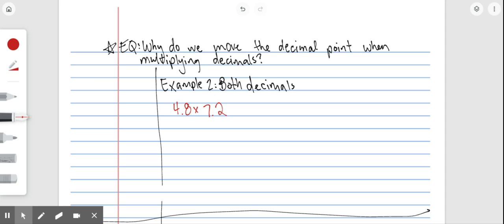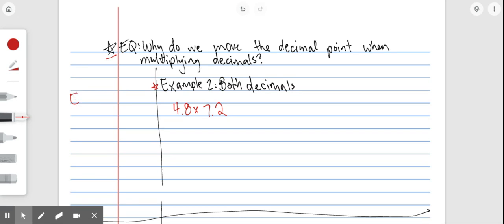All right, beautiful people. Our essential question is, why do we move the decimal point when multiplying decimals? So yesterday we talked about multiplying decimals where one of the numbers was a decimal and the other one was a whole number. But today we're going to do example 2, which is both of the numbers are going to have decimals in them. Okay, so we're going to examine what the difference is and talk about why we move the decimal point. So our first example is 4 and 8 tenths times 7 and 2 tenths.